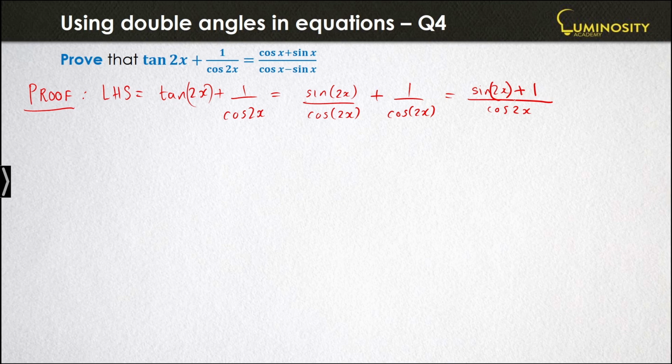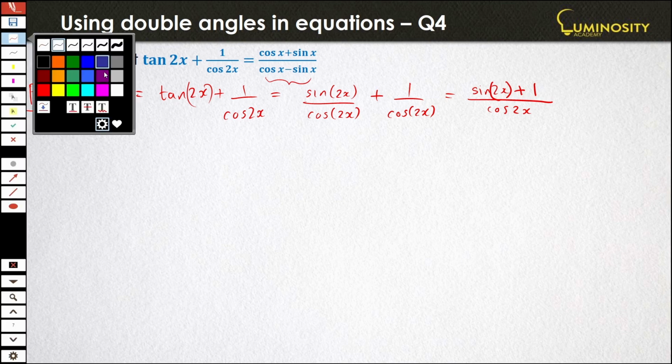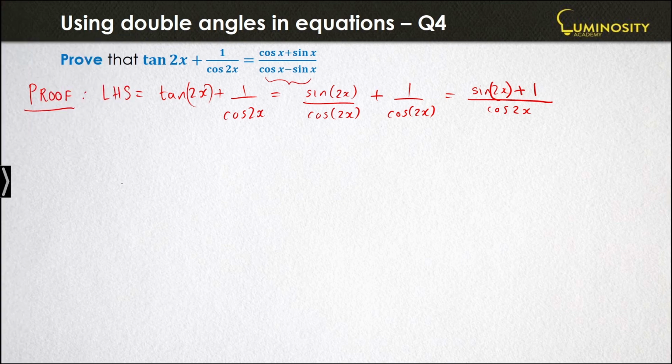So how do we make this side look like the right-hand side? Well, looking at that right-hand side, that cos x minus sine x looks eerily familiar. Now, what do I mean by that? This is the subtle difficulty to see.